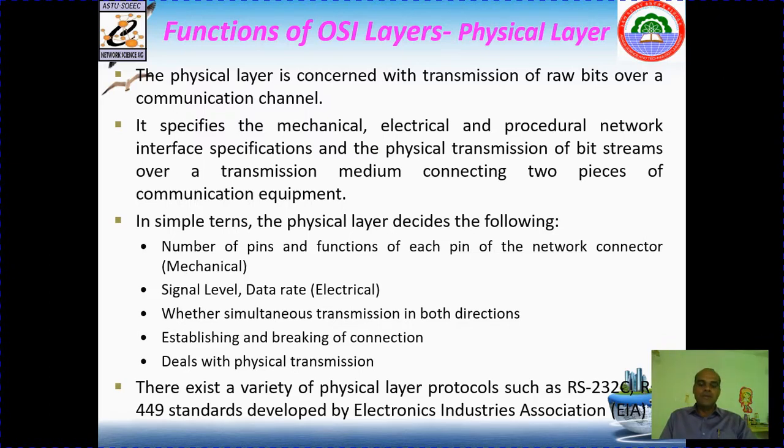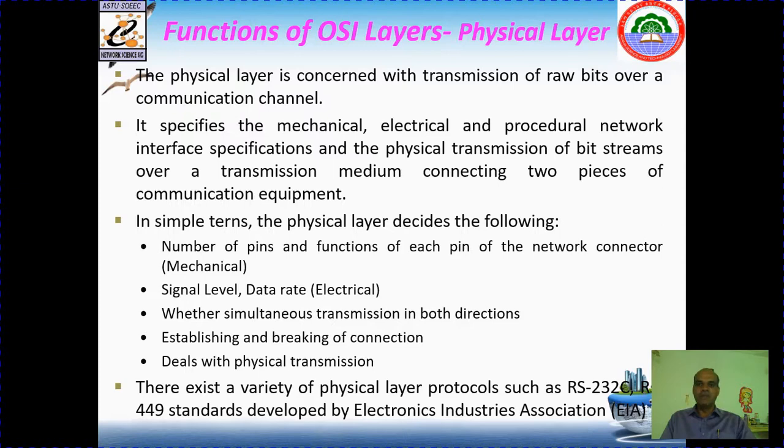In general, the physical layer will transmit the bits through the communication channel between the sender and the receiver. That means when the physical medium is connected at two ends, we may have several components: mechanical, electrical, as well as network interface specifications, and the physical transmission of bit streams over the transmission medium connecting two pieces of communication equipment.